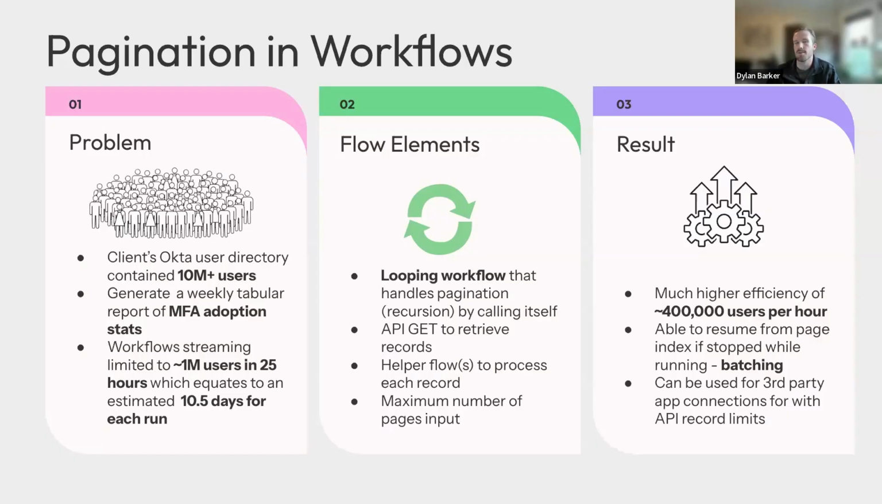And it also gave us the flexibility, versus streaming, that we were able to resume from a specific index if the flow errored or if we wanted to do batching. So say we only wanted to do 1 million per night, we could stop after 1 million and then resume the next day from that specific index. Whereas with streaming, it's kind of all or nothing. You can't really resume from a specific point.